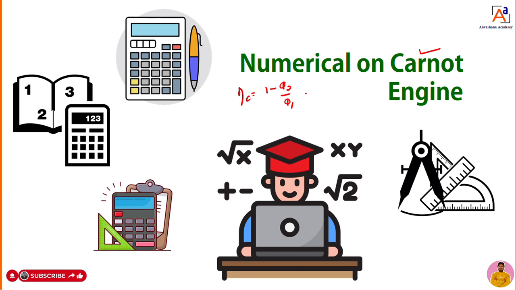The same thing we can calculate with the help of one more formula, using temperature data. Carnot efficiency is equal to 1 minus T2 divided by T1, where T1 represents the temperature of the heat source and T2 represents the temperature of the sink. Similarly, Q1 represents heat supplied and Q2 represents heat rejected in the sink. With the help of this equation, we can calculate the efficiency of the Carnot engine. This equation was derived by Carnot, as we discussed in the previous class.